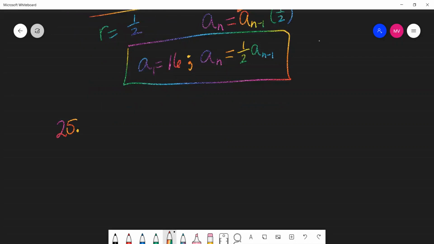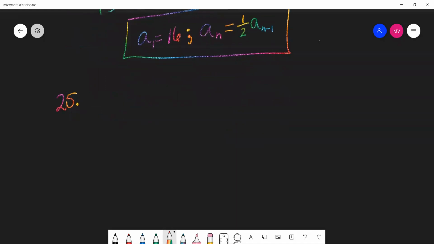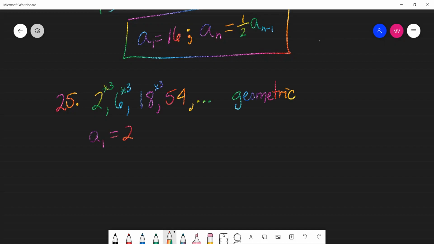So number 25 and 27 ask us to write the explicit formula for these sequences and then find the term at position 10, A10. So we are given the sequence 2, 6, 18, 54. And when we look at this, we can see that it is geometric. 2 times 3 is 6, 6 times 3 is 18, 18 times 3 is 54. So we know that our A1 is 2 and our ratio is a positive 3. These are going to escalate quickly, right?